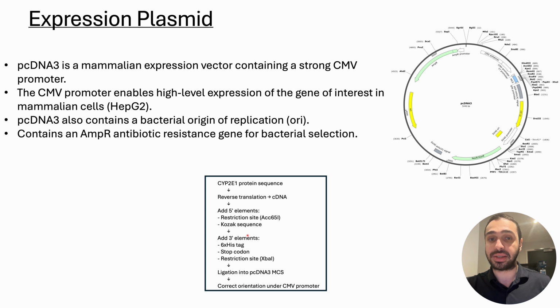After these modifications, the synthetic gene is ligated into the vector. The plasmid is first propagated in E. coli and then transfected into the human liver-derived cell line to express CAP2A1 protein. All of this is summarized in the diagram.